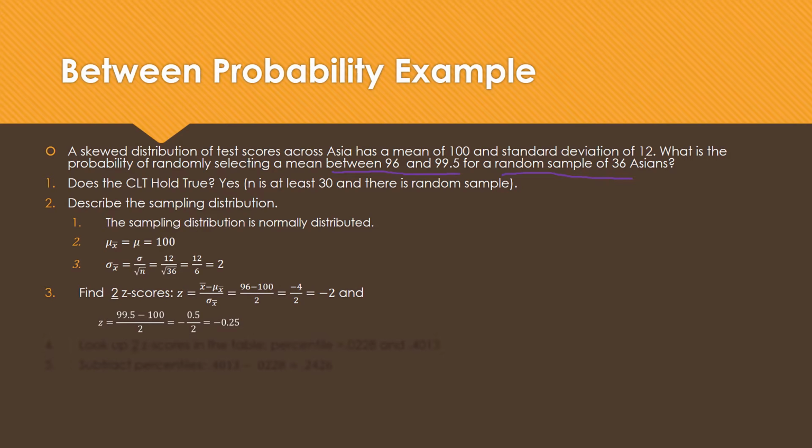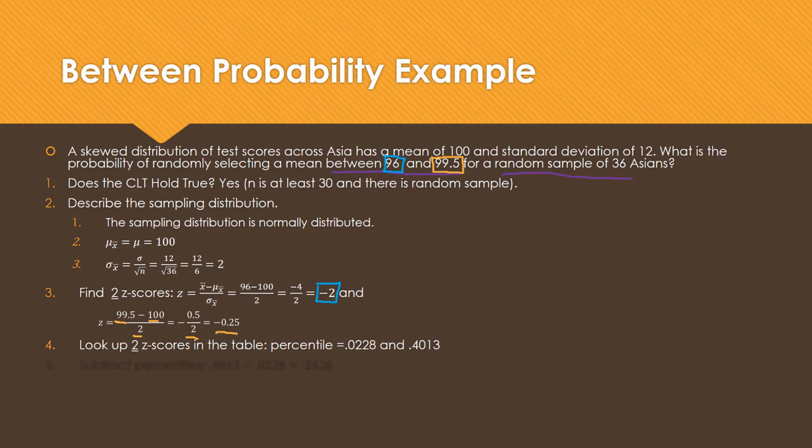What's going to be a little bit different here is we're going to find two z-scores. Here we have one z-score for the 96, and we're going to get -2. We already did that already. But now we want to find the z-score for 99.5 because we want to know the probability of selecting a sample mean between 96 and 99.5. So we're going to do 99.5 minus 100 here, and then divide by 2. And we get -0.5 divided by 2, which equals -0.25.